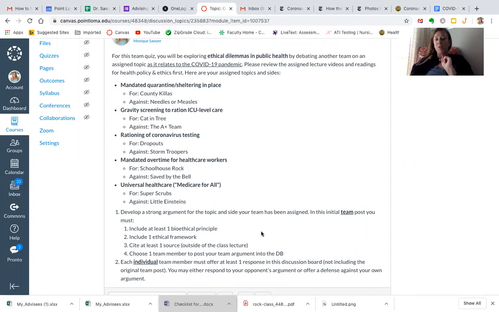Develop a strong argument, and then each individual person must respond at least once within the discussion board, either defending your own stance or creating a rebuttal against your opponent's stance. So have fun with this. I look forward to seeing what you learn and how you may have to take a side that you don't honestly feel, which is also a great learning experience. And that is all I have to share for you today about ethics.